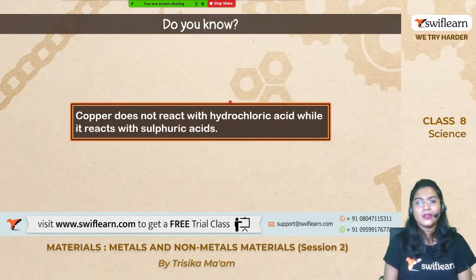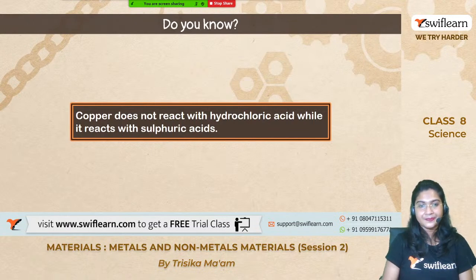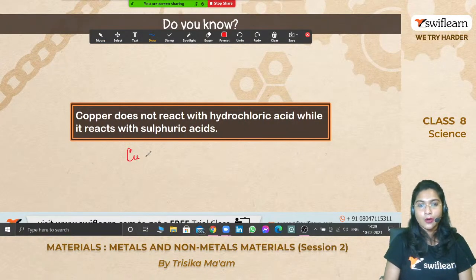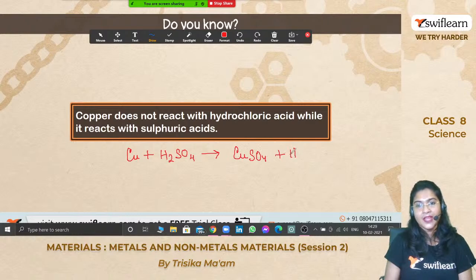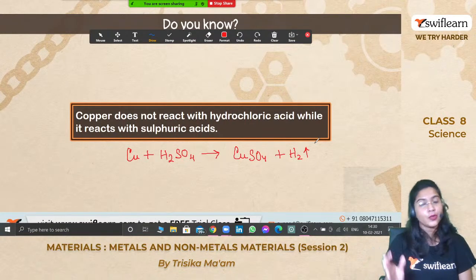Now do you know that copper does not react with hydrochloric acid, but it reacts with sulfuric acid? I have already shown you how it reacts with sulfuric acid. Let me again show you how copper reacts with sulfuric acid, H2SO4. They form copper sulfate plus hydrogen gas. Understood? So copper does not react with HCl, it only reacts with sulfuric acid, H2SO4. Will you keep it in mind?